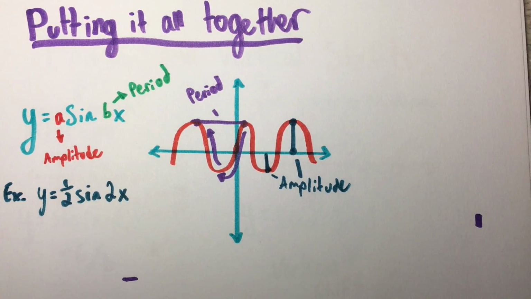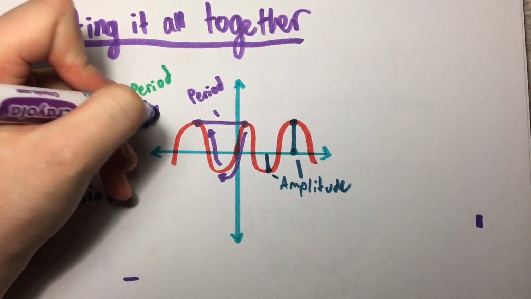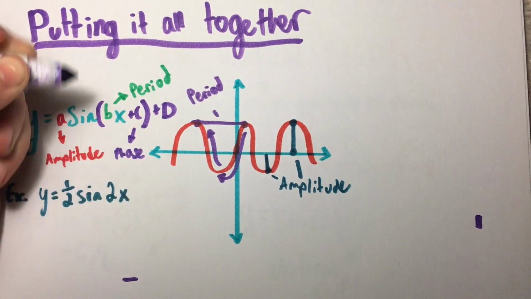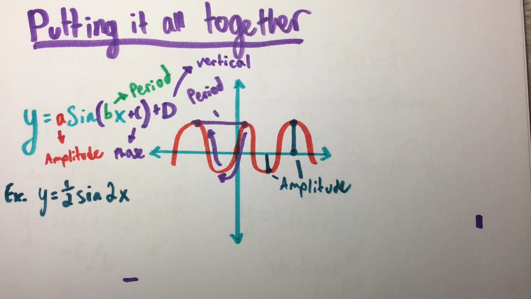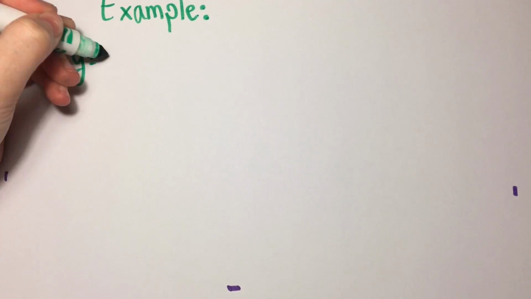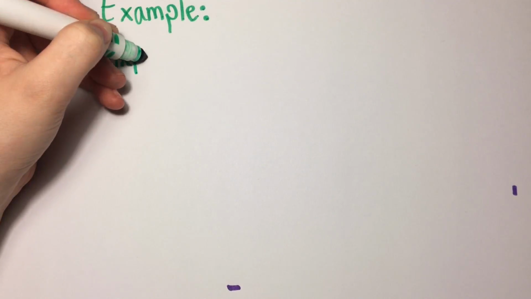Now, putting it all together, once again, we're going to add in our two new values that we just learned, c for phase shift and d for vertical shift. Now that we understand the basic concept, let's work through a couple of examples.